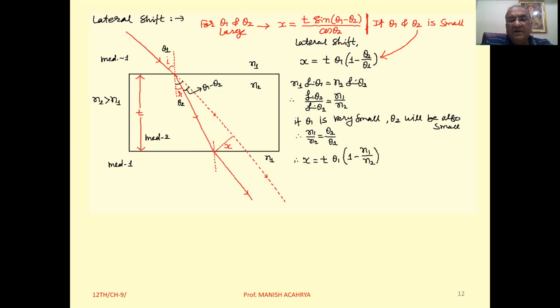The direction of propagation remains the same, but it is slightly shifted. This is known as lateral shift.